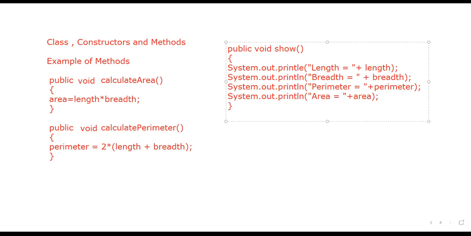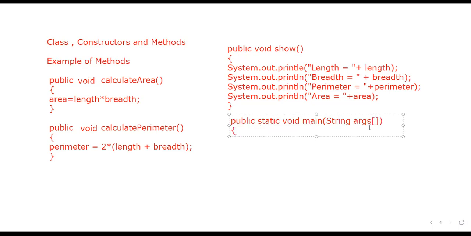This is my third function: function number 1, function number 2, function number 3, and the last one is public static void main. Inside this string args, and inside this, whatever you want to perform, you can write. I'll write the full code.